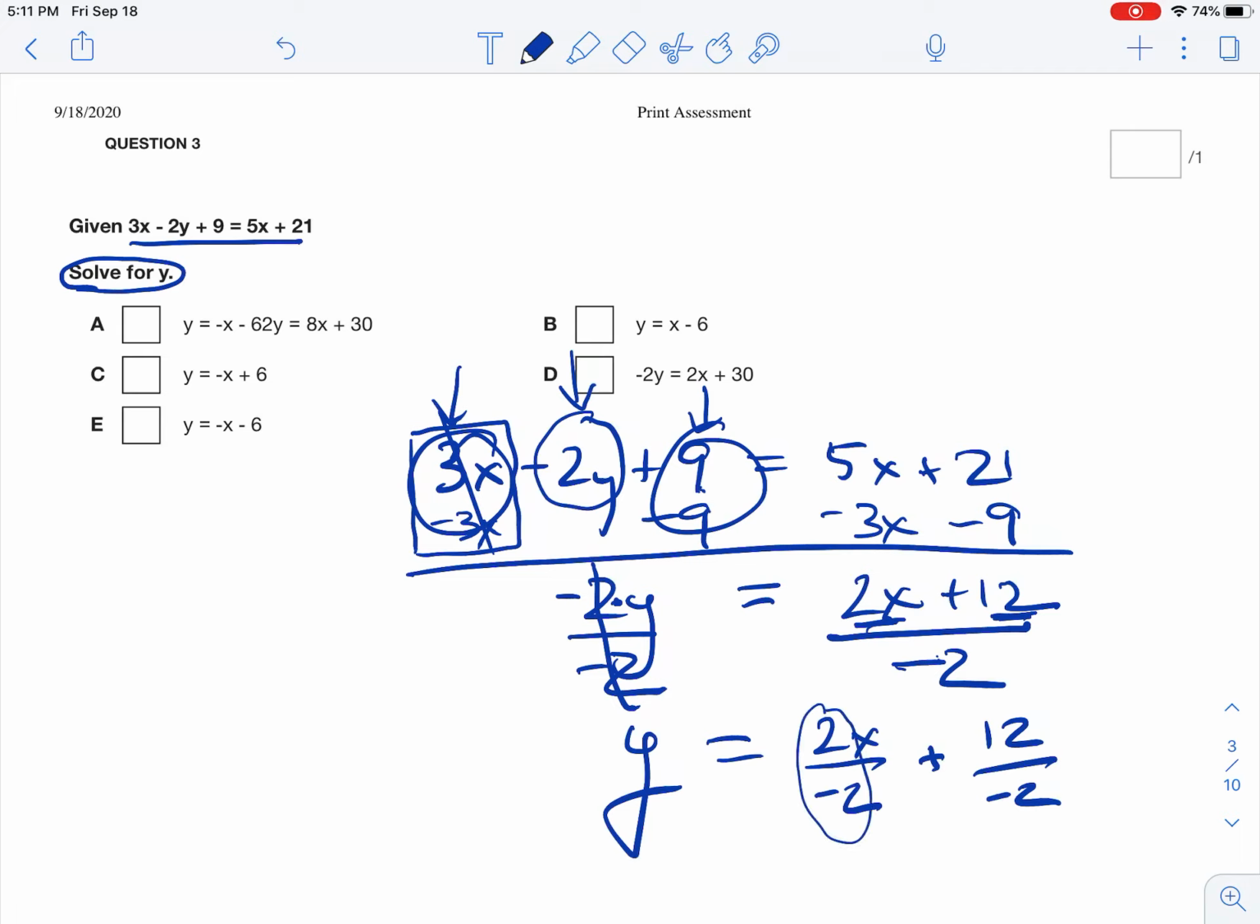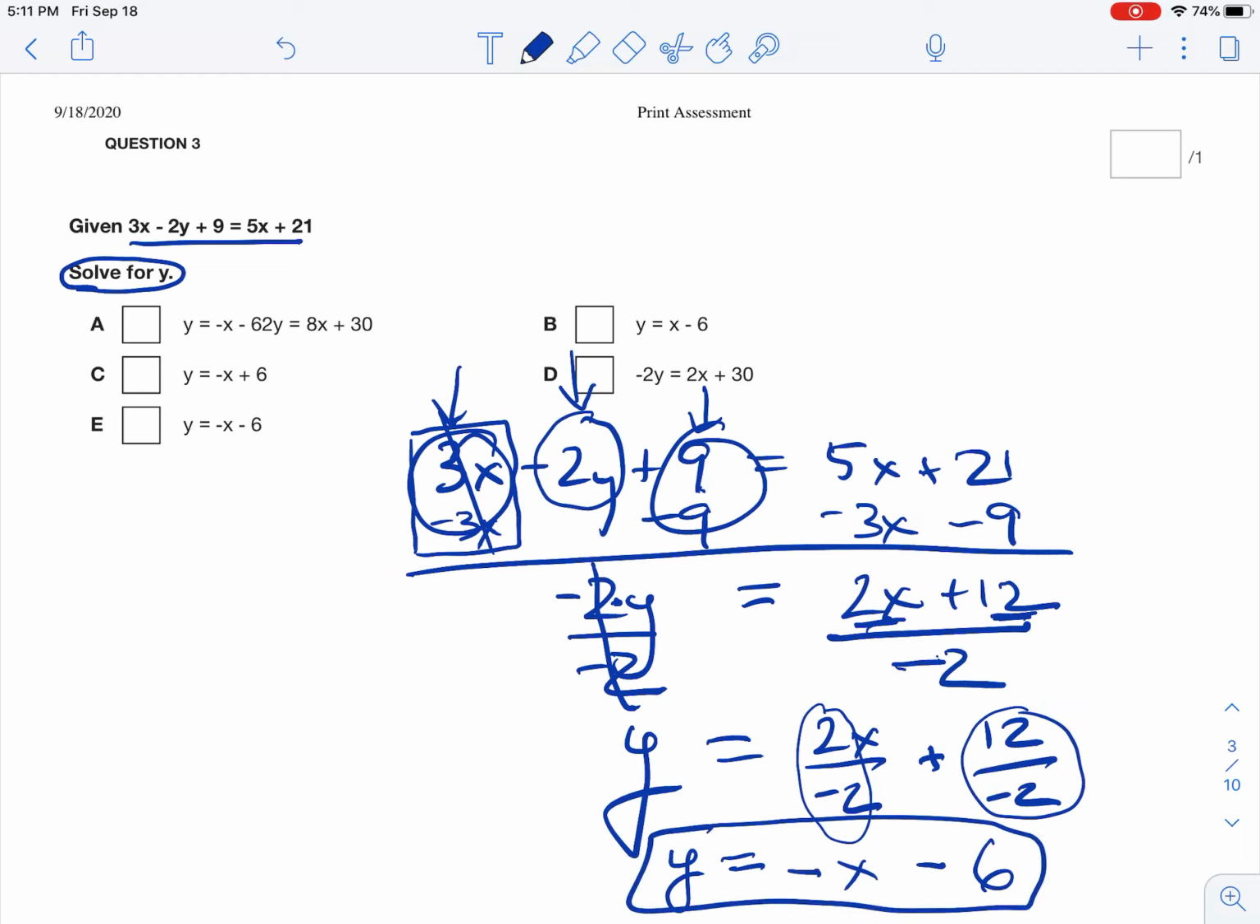You'll notice this right here, 2 over negative 2, that is negative 1. So I can just write negative x. And then I notice here, I know how to divide negative 2 into 12. My answer is negative, and 12 divided by 2 is just 6. So here's the solution for what y is equal to. I've solved for y, and so that would be that response right there.